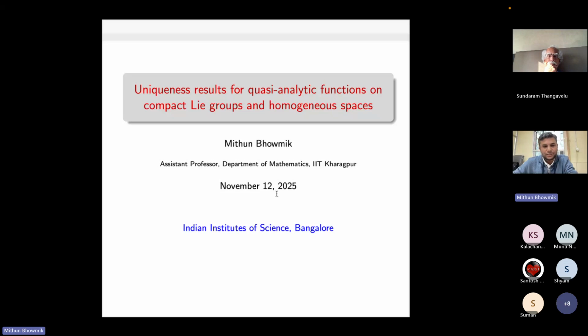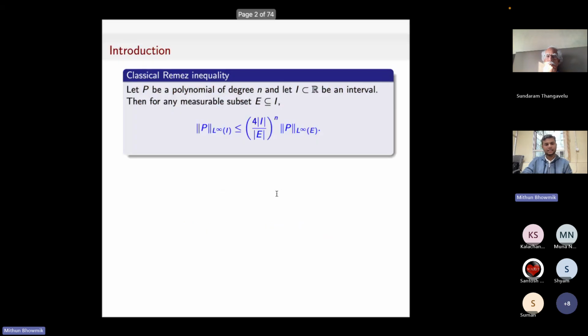So today I'll talk about uniqueness results for quasi-analytic functions on compact Lie groups and their homogeneous spaces. The motivation of this work comes from the question of how to quantify the unique continuation property of analytic functions. This is also related to the Remez type inequality, and also to the well-known propagation of smallness for solutions of certain elliptic PDEs. So let us start with what the Remez inequality is. This is a classical result.